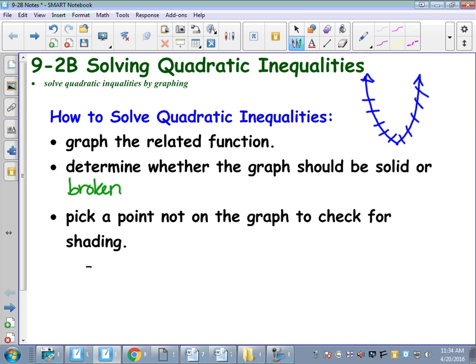So if we break it, that means it's less than or greater than only. Be solid if it's less than or equal to or greater than or equal to. And that just basically says, do the ordered pairs that we use to create the function, do they work or do they not work in the inequality? And it all boils down to that equal sign.